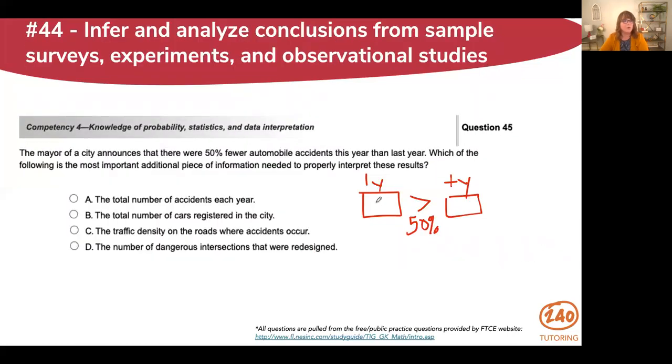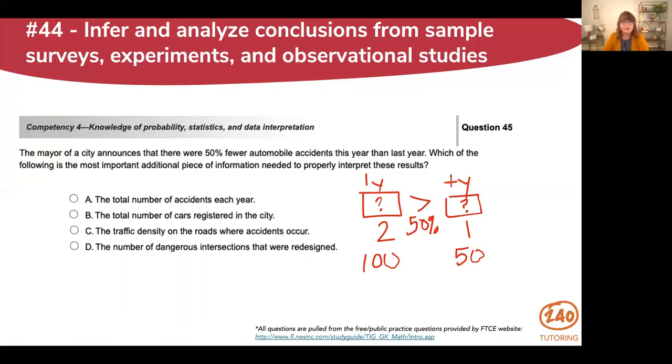I need to know what the number was here so that I can determine what the number is here. Because it makes a big difference. If there was one or two accidents last year, well, 50% of that would be 1. That's not a huge change, okay? But if there were 100 accidents last year and 50% would mean we're down to 50, well, that's a big change.